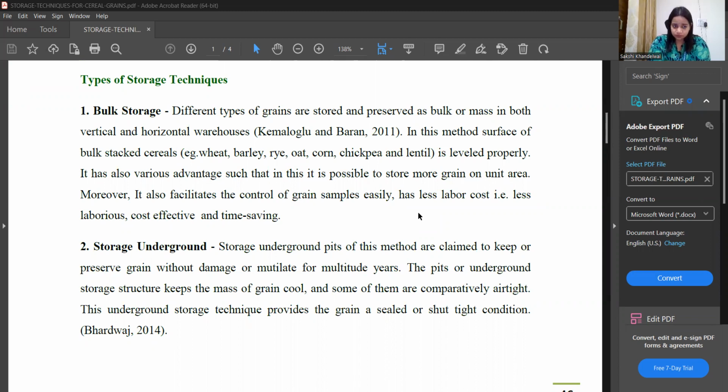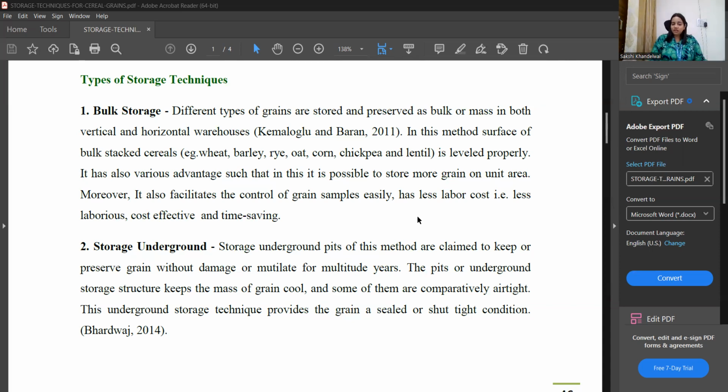We put it in bulk stacked, and we make it level and store it for a longer period of time. So bulk storage is where we put all the cereals and pulses, or whatever your grain is, in bulk. It has various advantages: it is possible to store more grain on a unit area. Moreover, it facilitates the control of grain samples easily and has less labor cost, that is, it is less laborious, cost effective, and time saving.